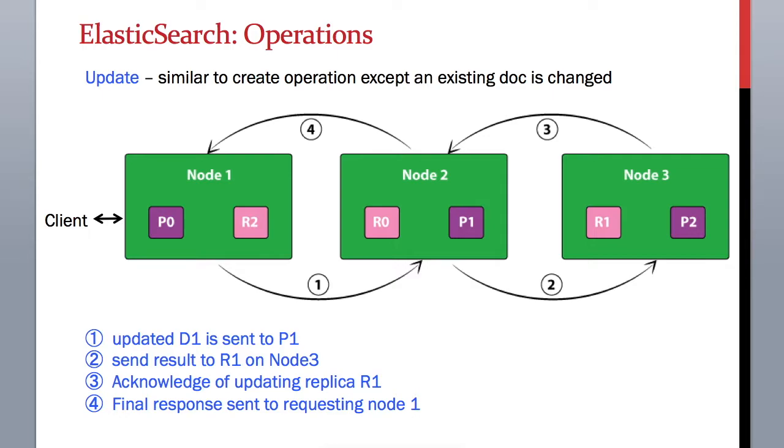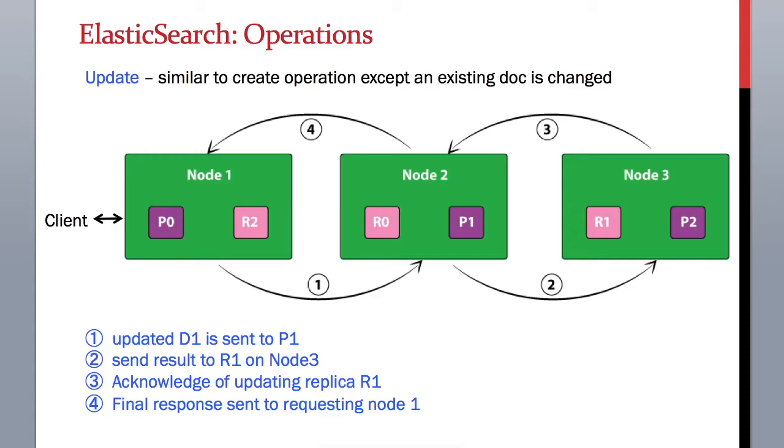Now once the request has come to node 1, it is node 1 responsibility to find out the shard ID of that particular document ID. Node 1 will locate that node 2 has the shard P1, so node 1 will send the request to node 2. Node 2 will process the request.